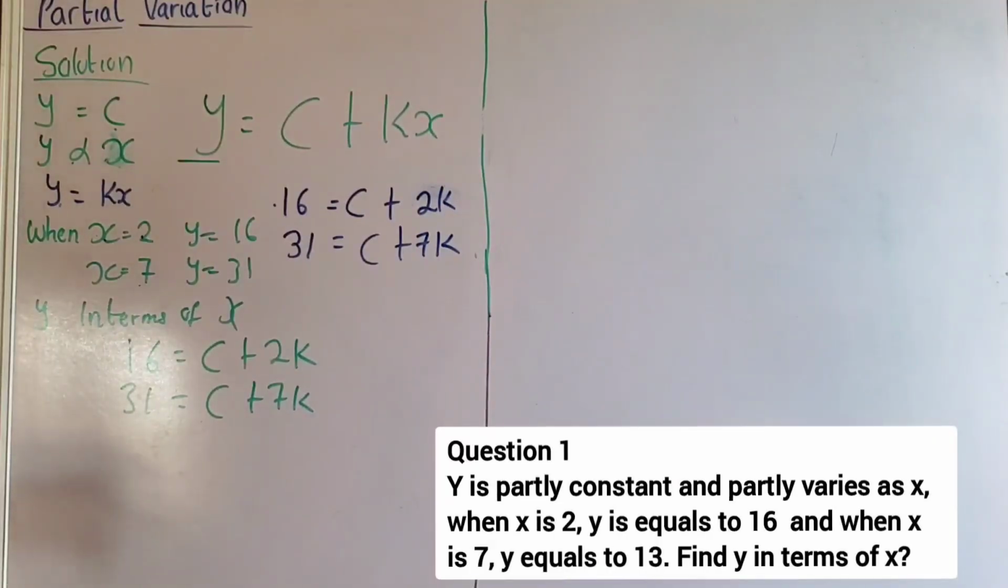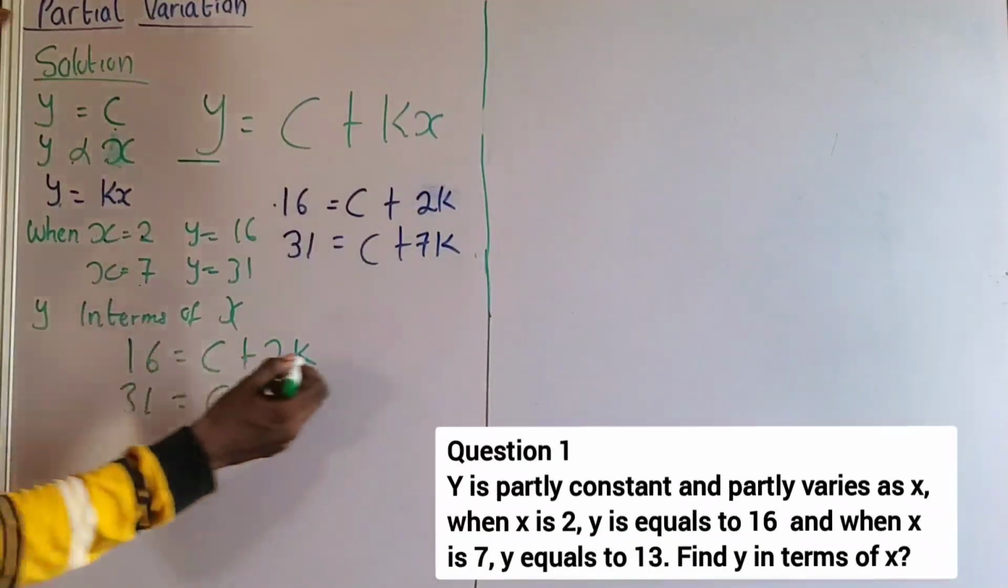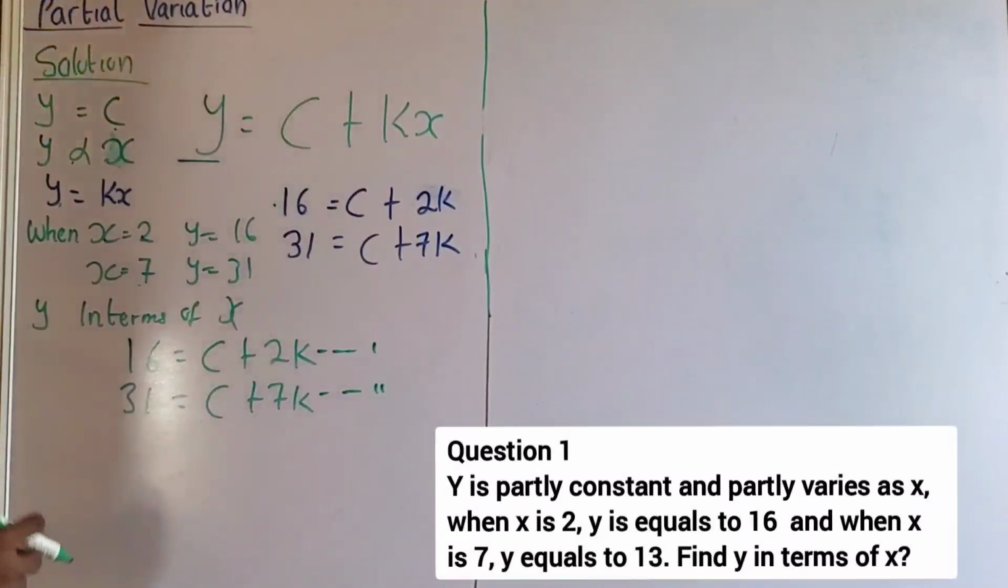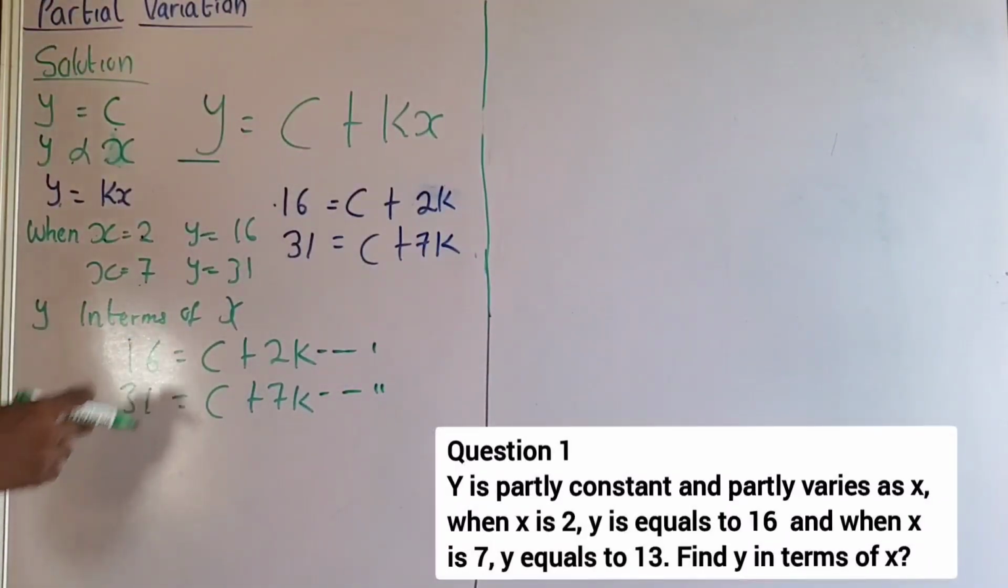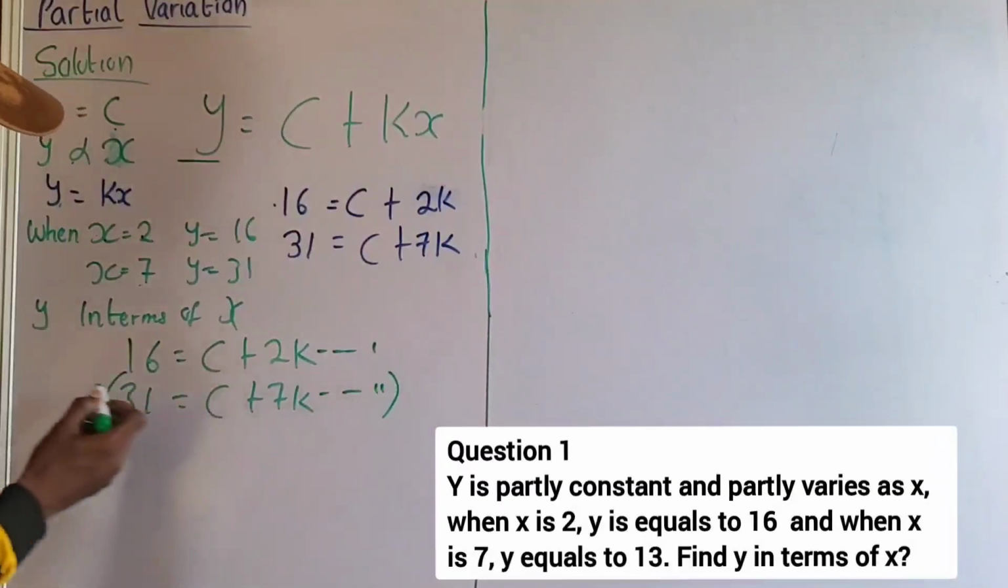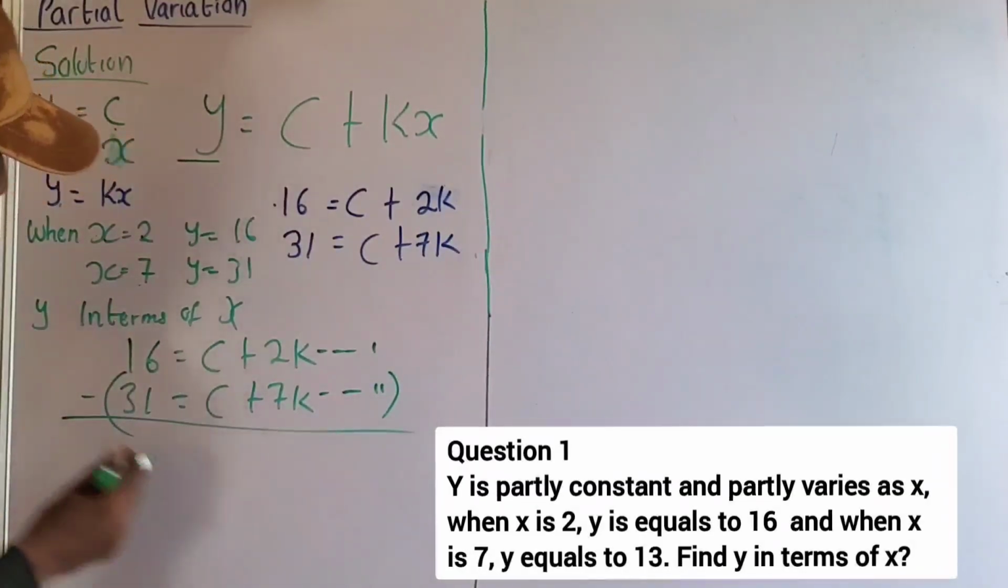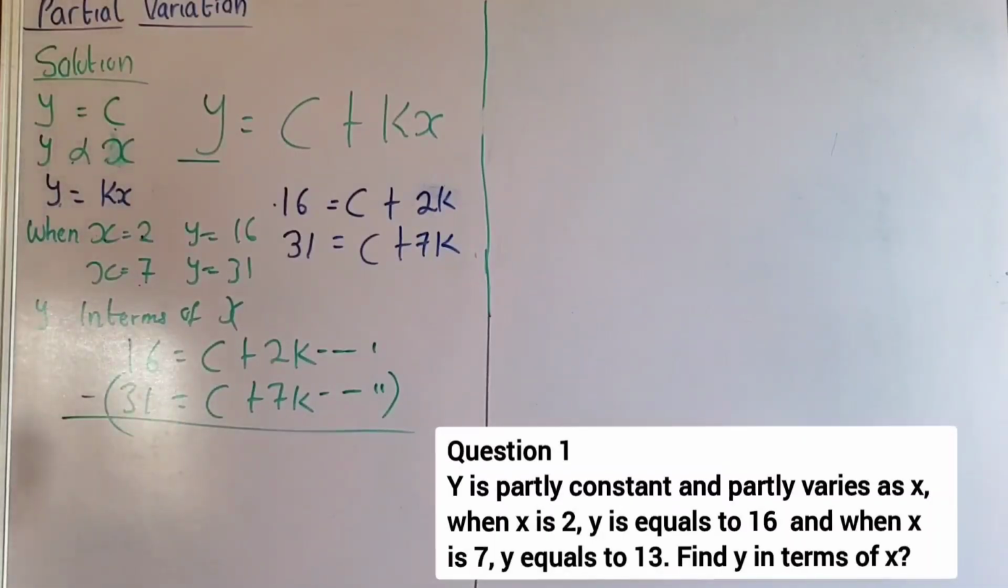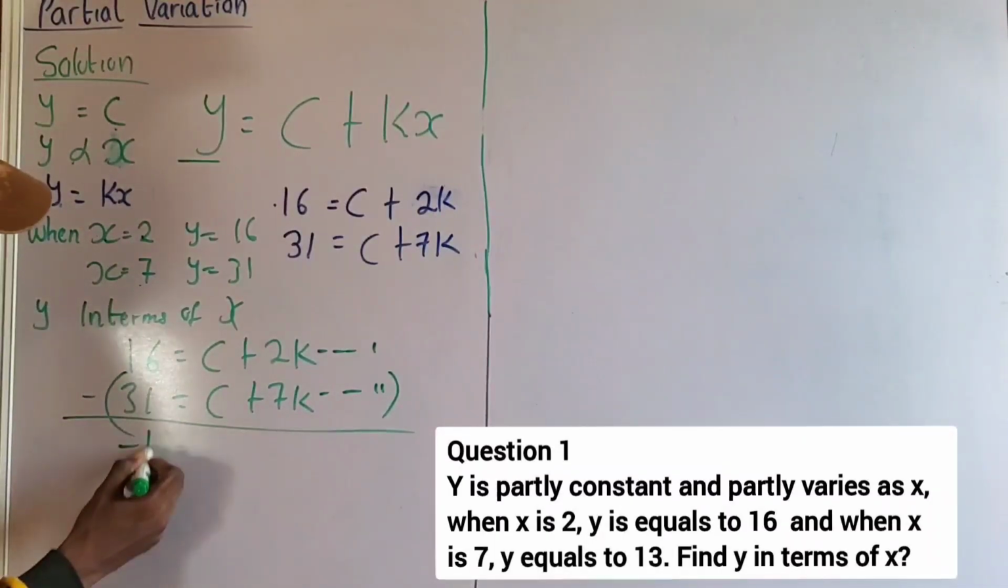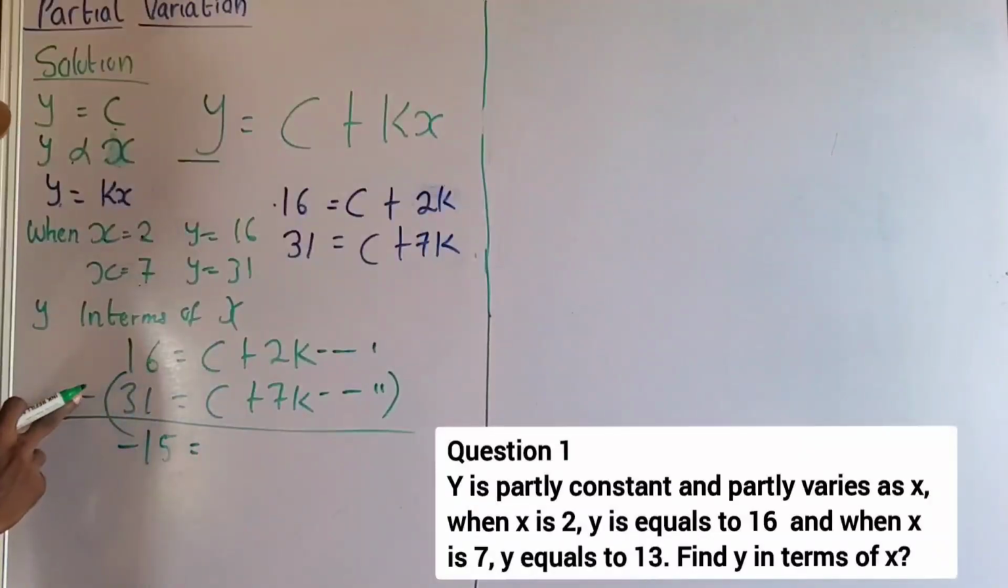In solving these equations, you can use the elimination method, substitution method, or graphical method. But here, I'm going to use the elimination method. Call this equation 1 and call this equation 2. I can easily eliminate c by subtracting equation 2 from equation 1, okay? So let us do that. I'm going to put a minus sign. 16 minus 31, that is what? Minus 15, right? Minus 15 equals c minus c.